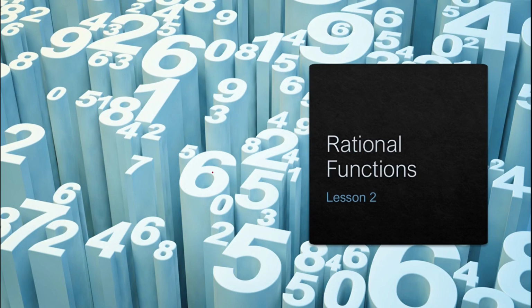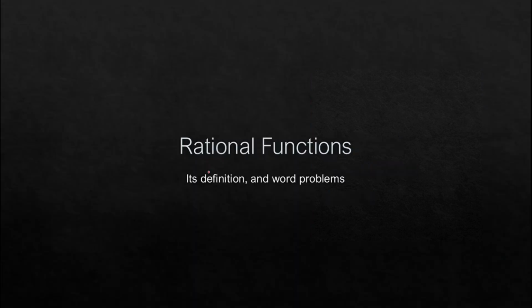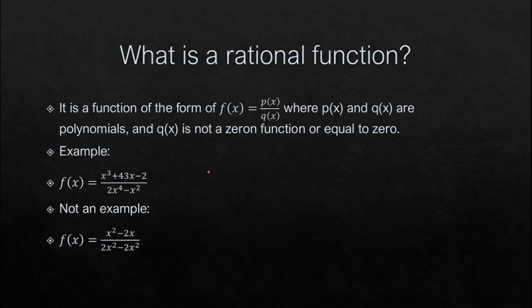Okay, so today we are going to discuss your lesson 2 of the Mathemagisian module on rational functions. Una, let's first define what are rational functions. So a rational function is a function of the form f of x is equals to p of x divided by q of x, where p of x and q of x are polynomials and q of x is not a zero function or equal to 0.